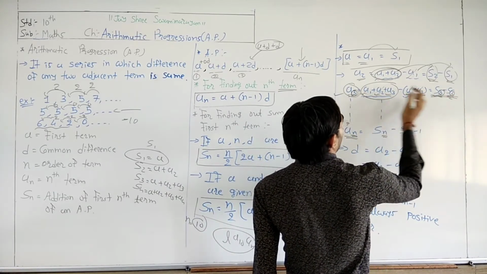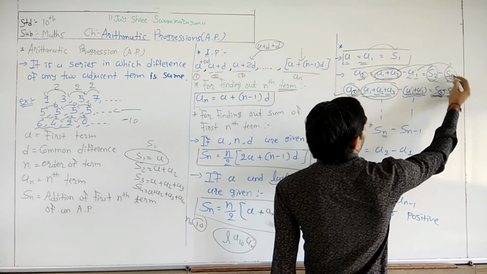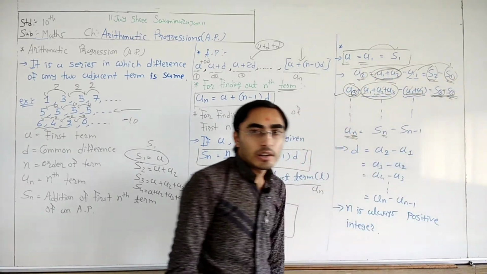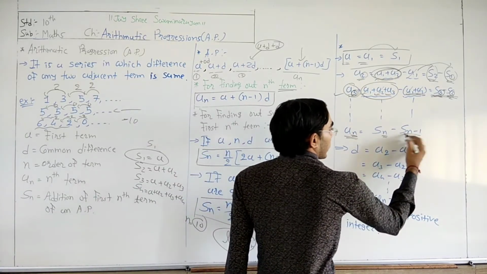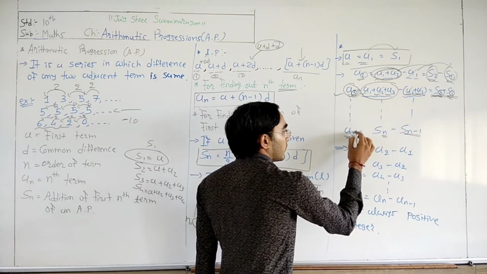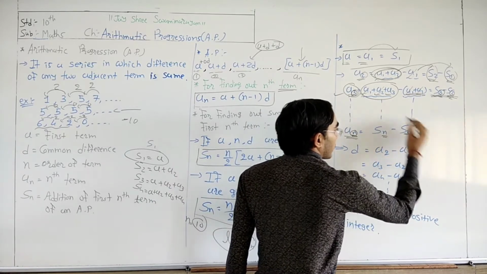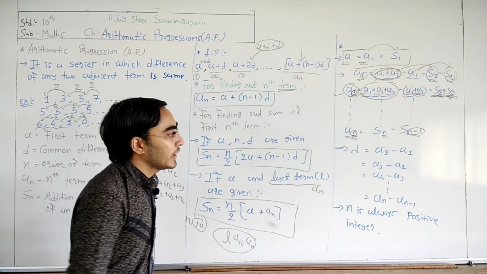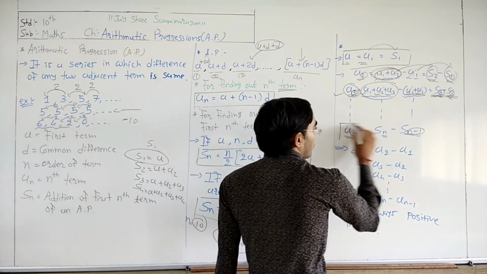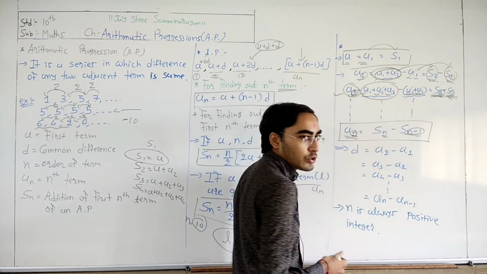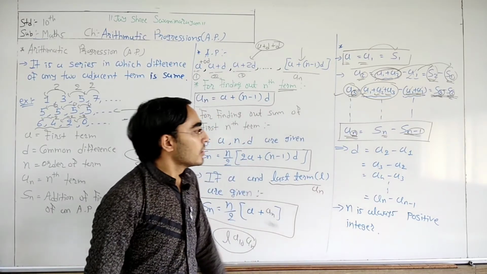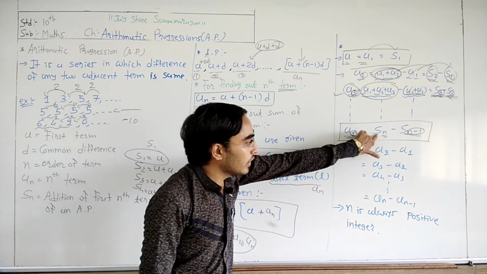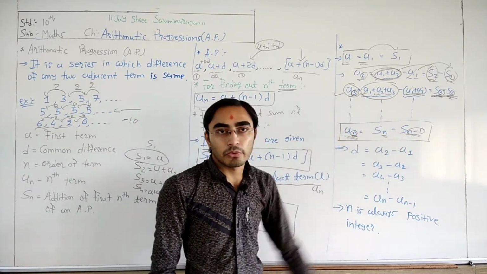3 minus 1, 2. Here 2 is there, so here 1 is there. 2 minus 1, 1. That means we need to subtract 1. So here it is n minus 1, because here we have n, so here we need to put n minus 1. So alternately, we generate one formula for An. An is equal to Sn minus Sn minus 1.